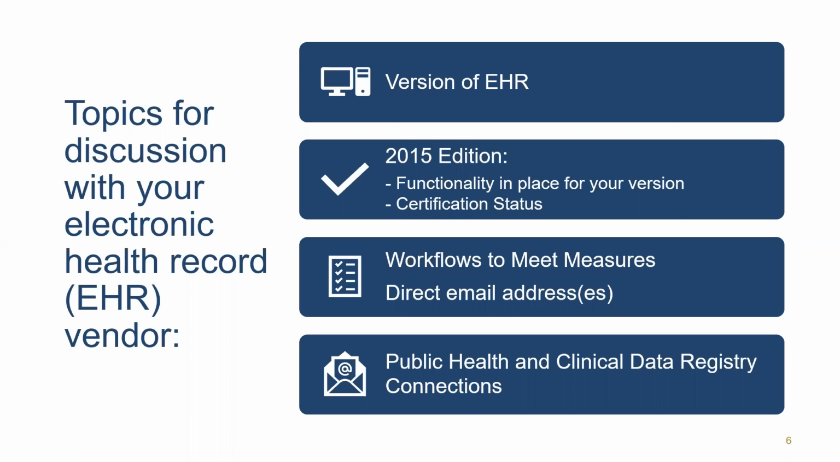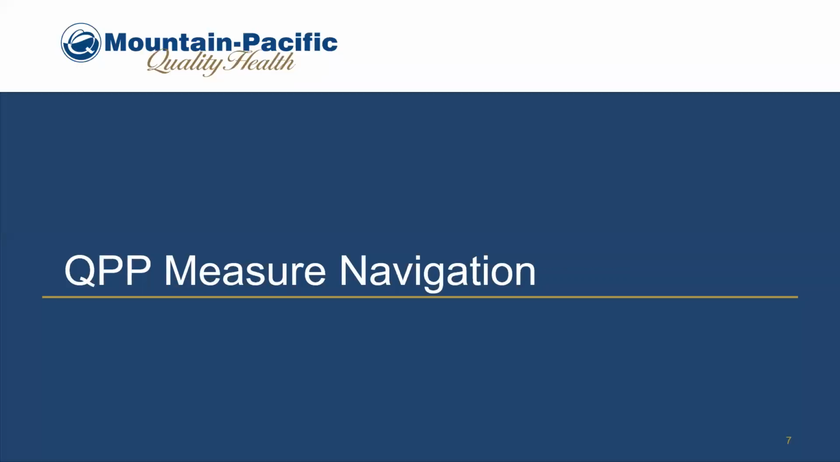Also, check with your vendor if you are currently connected to a registry or if your EHR has the capability of connecting to any specialized registries. So now we'll look at how you can find the detailed measure specifications on the QPP website for each of the objectives and measures.